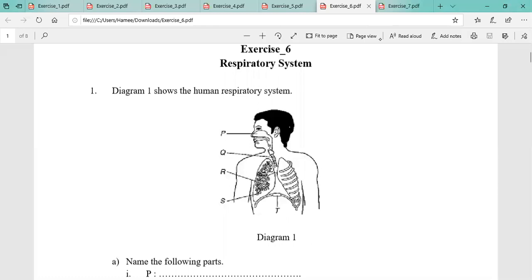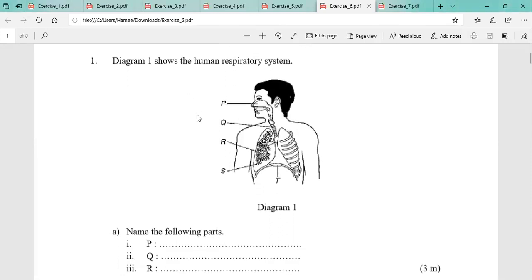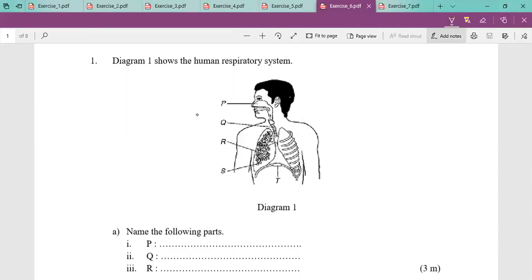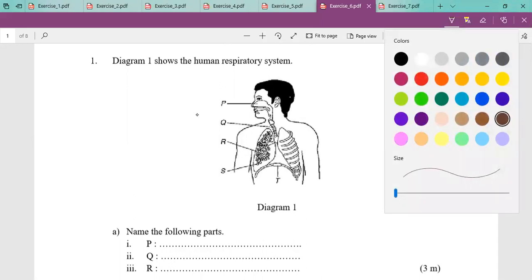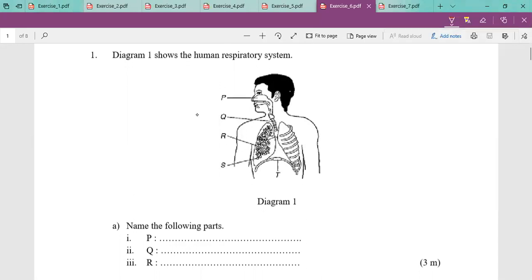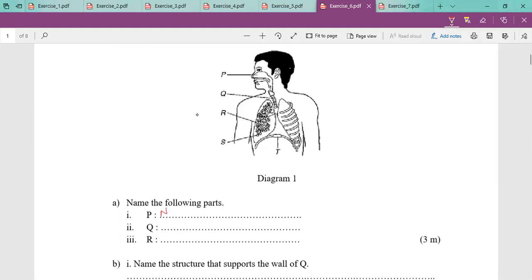And here is another worksheet which was given to you. It says the diagram 1 shows the human respiratory system. P can be referred to as the nasal cavity, or the nose. Q is the trachea, and R is the bronchioles.